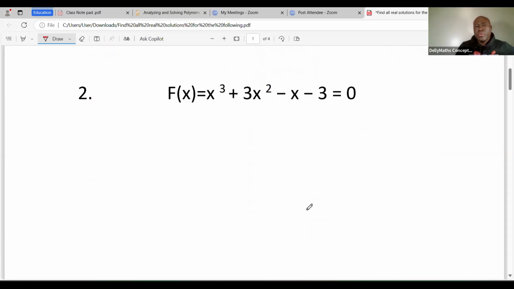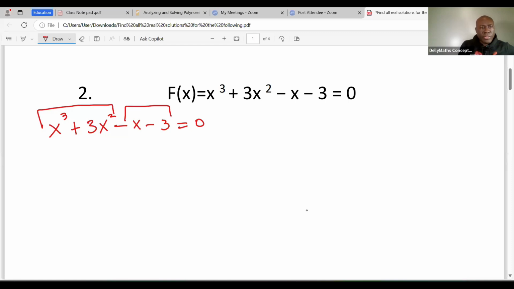In example 2, we want to find all real roots for this. What I'm going to do here is set it equal to 0 first. So I'm going to rewrite this: x to the third plus 3x squared minus x minus 3 is equal to 0. Because I see 4 terms and I'm seeing where I could group them, I'm going to group this piece and then group these. So this is my group 1 and this is my group 2.